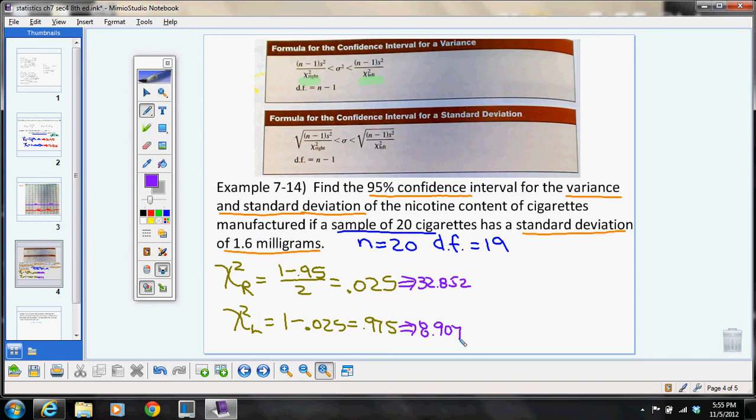So look at the formula up top. We're going to take the formula. It says n minus 1. So in parentheses, I'm going to have 20 minus 1 times the variance. Now listen, you guys, this is really important. This says the variance, S squared. If they give you the standard deviation, you have to square it. If they give you the variance, you don't. So let's look at this problem and see what they gave us. They gave us the standard deviation, so I have to square it. So right here, I'm going to put 1.6 squared.